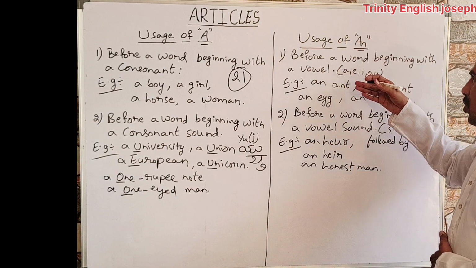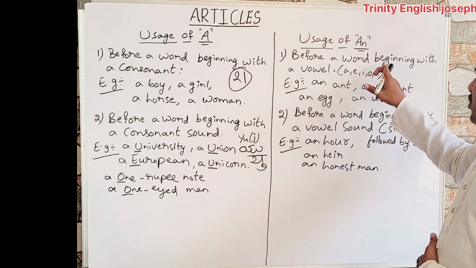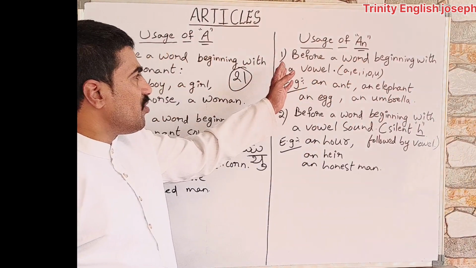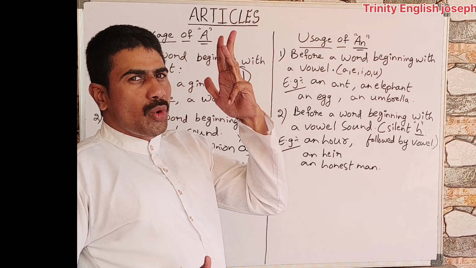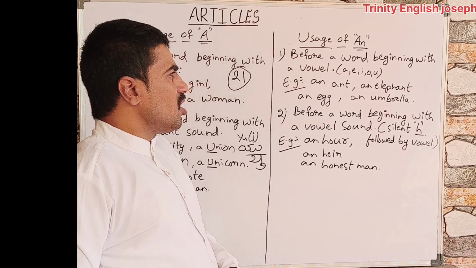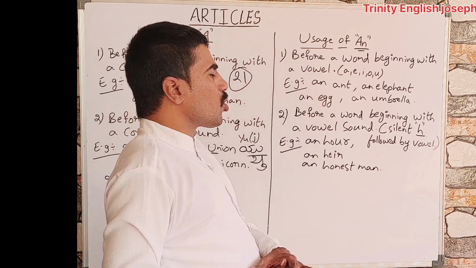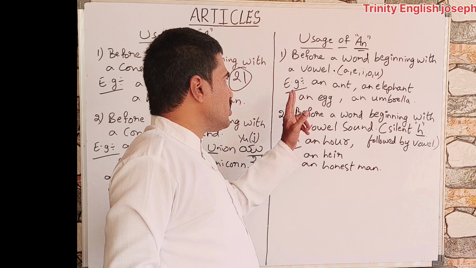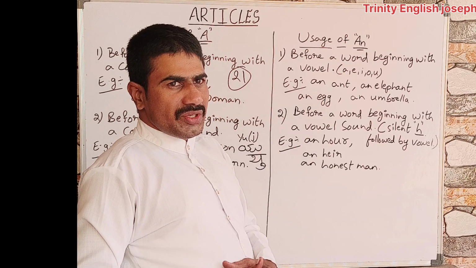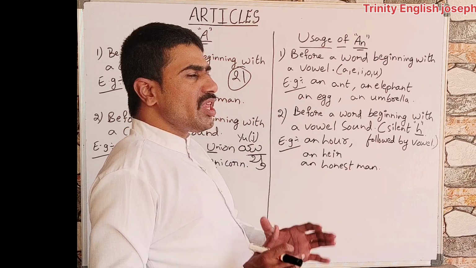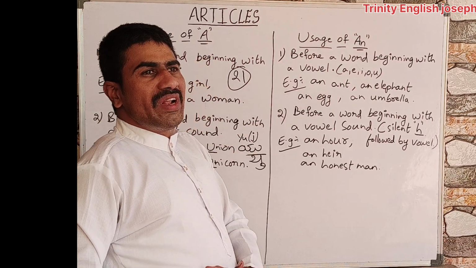Now if you look at the second use, that is the usage of an, it is used before a word beginning with a vowel. As we know, there are 5 vowels, that is A, E, I, O, U. Before these 5 vowels we use the article an: an ant, an elephant, an egg, an umbrella, and so on. The second use is before a word beginning with a vowel sound. As we had the consonant sound, we also have the vowel sound here.